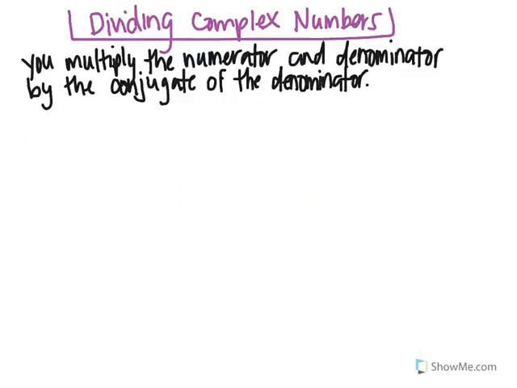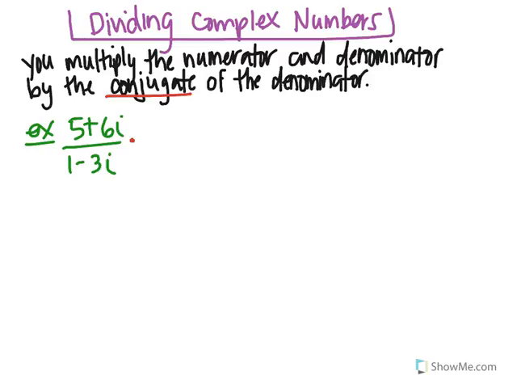So the next concept is dividing complex numbers. And what you're going to do is multiply the numerator and denominator by the conjugate of the denominator. So here's an example. I have 5 plus 6i over 1 minus 3i. And one thing for you to note is that you can never have an imaginary number in a denominator. It's not considered to be simplified or proper. So we want to get rid of it.